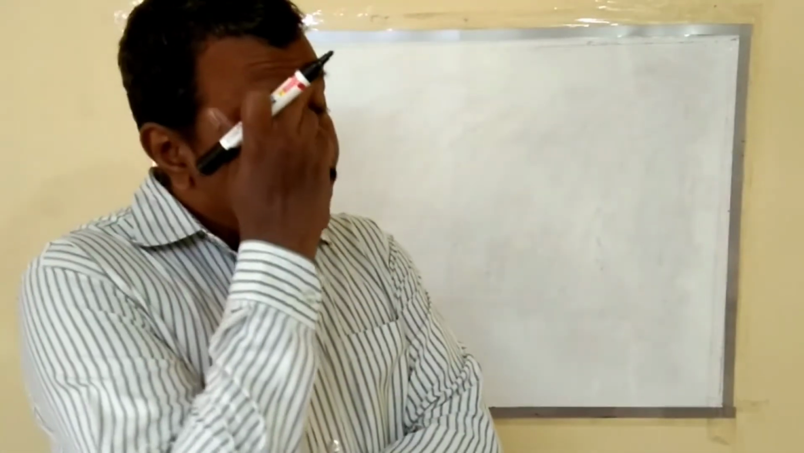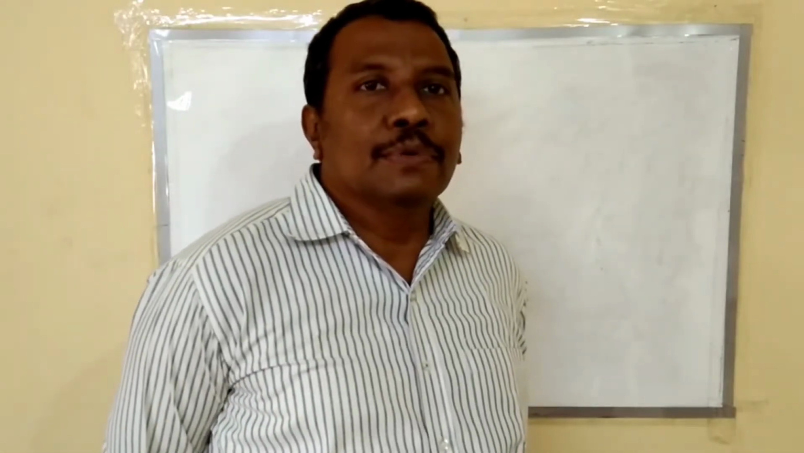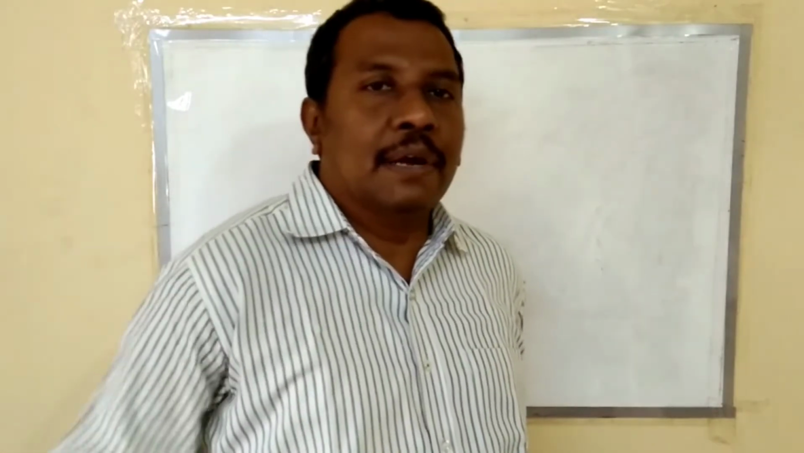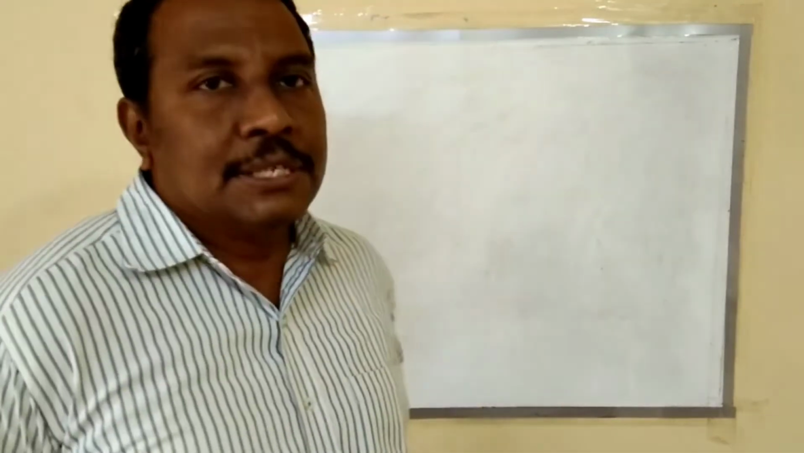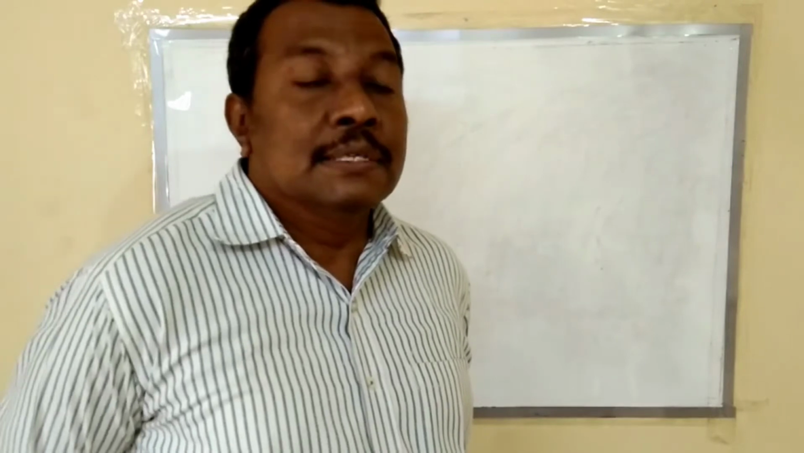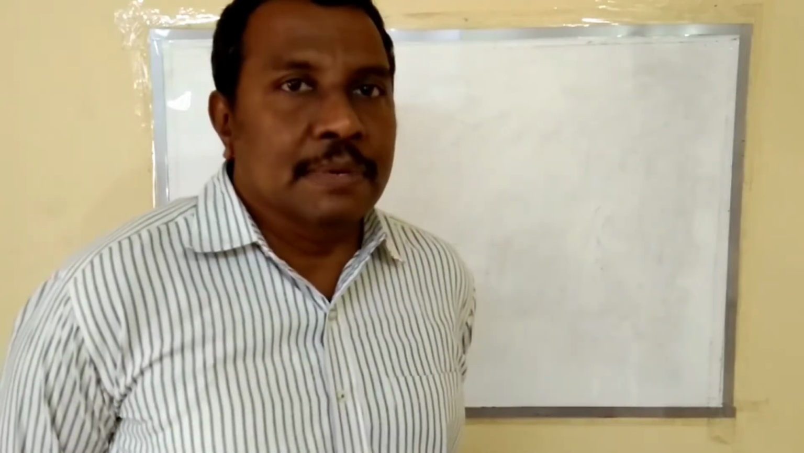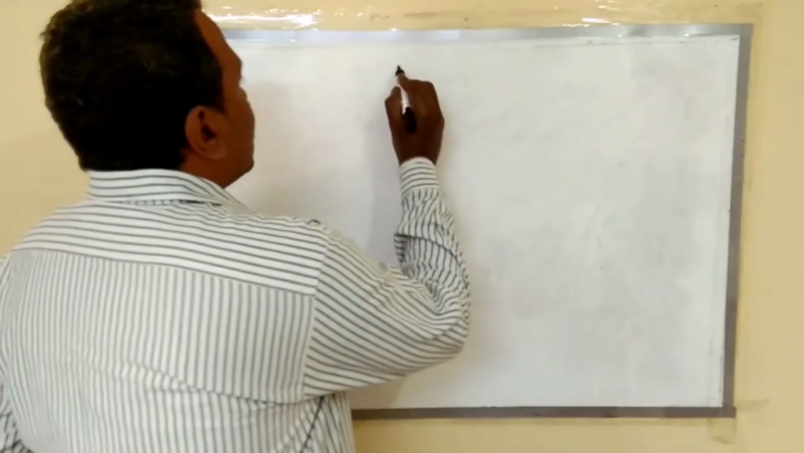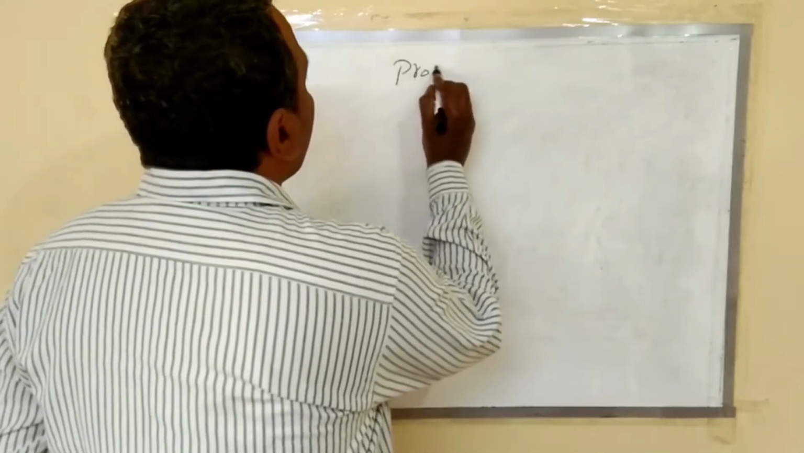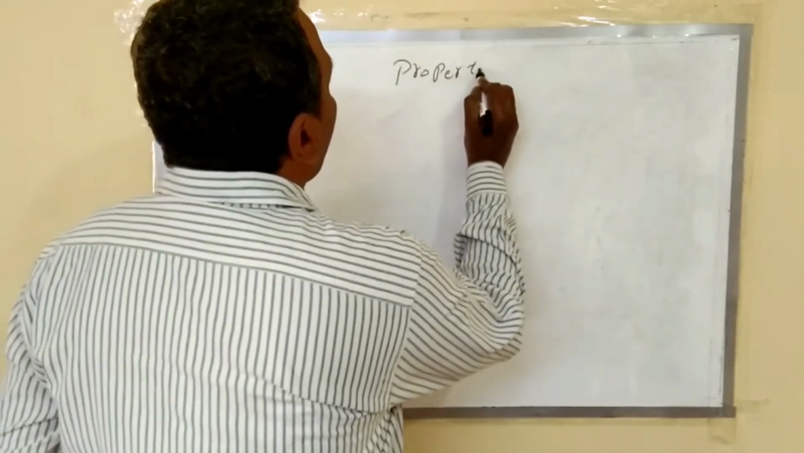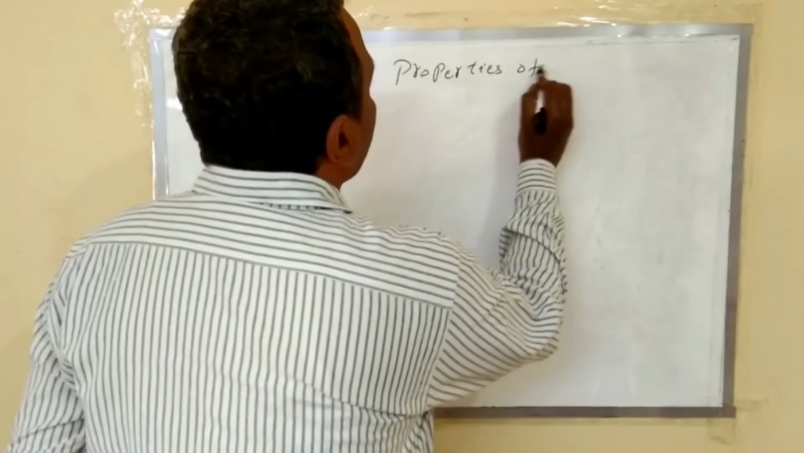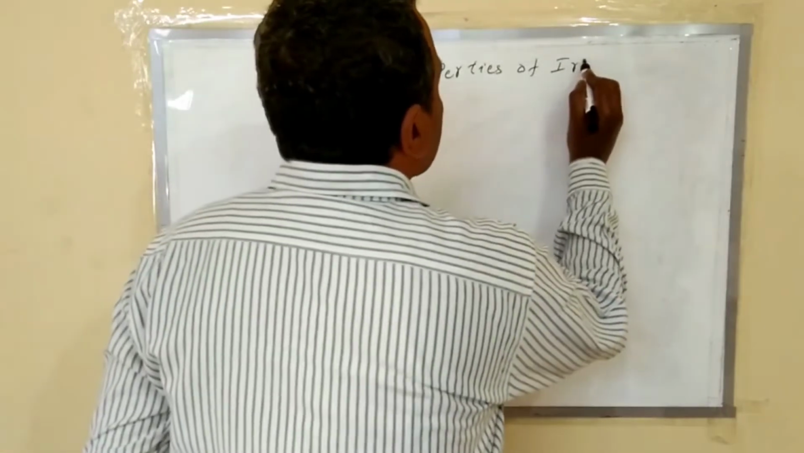In the previous session we had discussed finding the square roots and cube roots by using the prime factorization method as well as the division method. Now today in this section we'll discuss certain properties of irrational numbers.